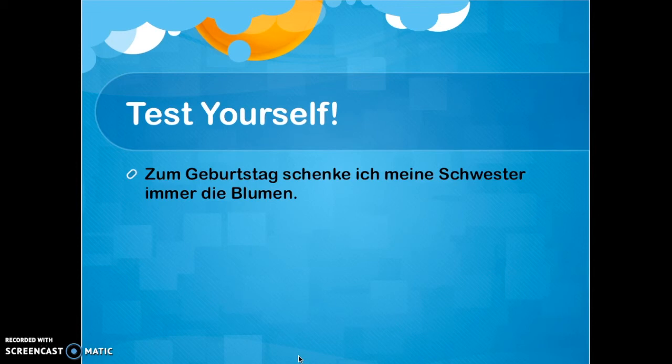First, think about what the sentence is trying to say as compared to what it's actually saying. For example, this first sentence is trying to say, I always give my sister flowers for her birthday. But the way it's written actually implies that you're giving away your sister. In order to correct it, you have to change meine to meiner.